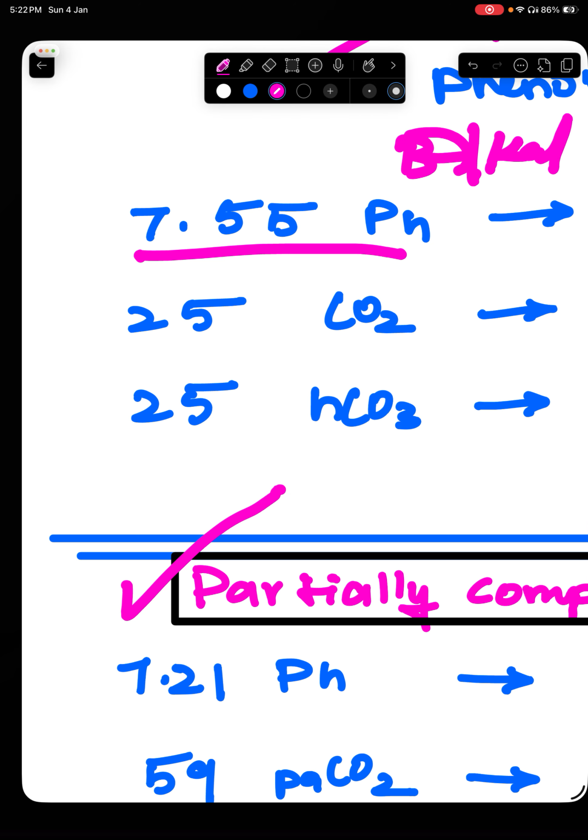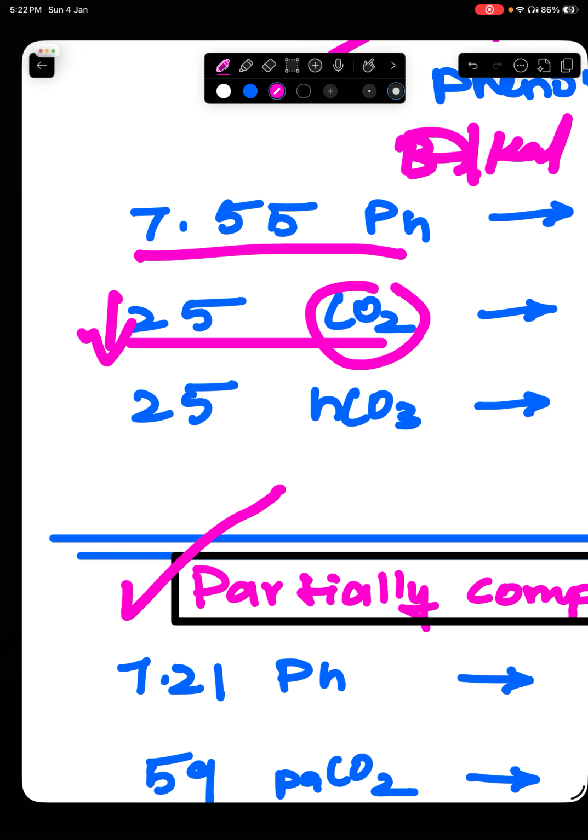What is CO2? The CO2 normal range is 3.5 to 4.5, so here CO2 has actually decreased. CO2 is acidic in nature, and its value is decreased. So what does it mean? It means alkalosis again.